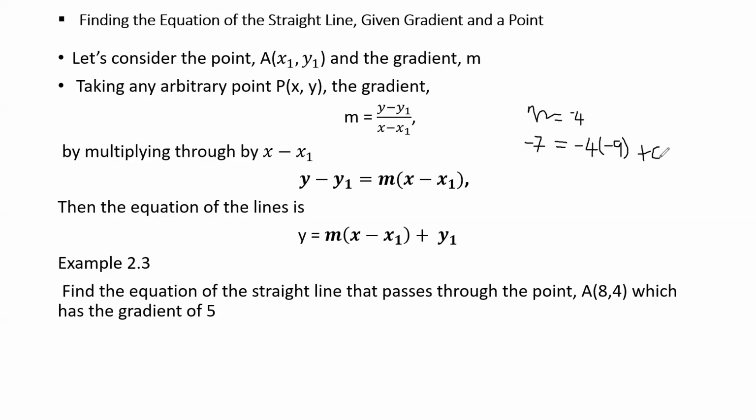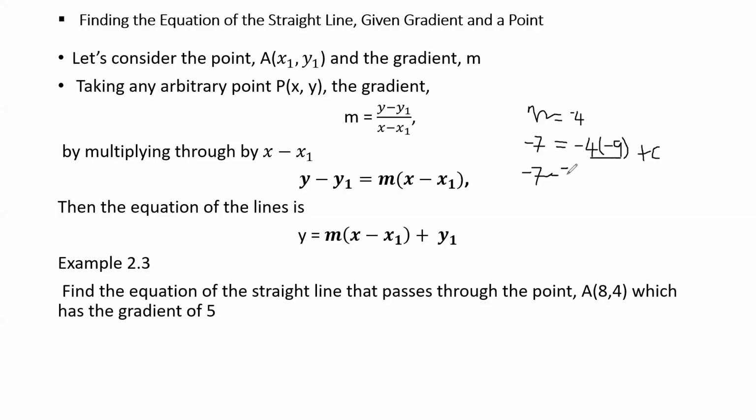Okay. Can you all see? Yes, sir. So minus 4 times minus 9 equals positive 36. No, negative times negative gives positive 36 here. Yes, sir. And let's send that to your left side. It becomes negative. Are you okay? Yes, sir. You also become negative.